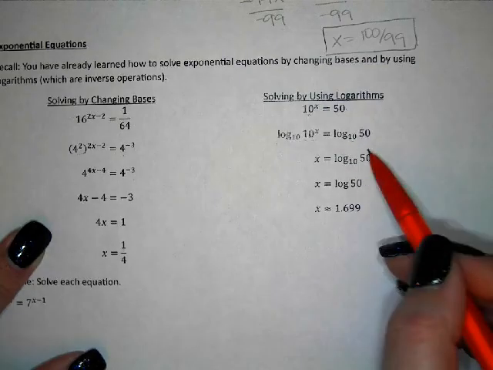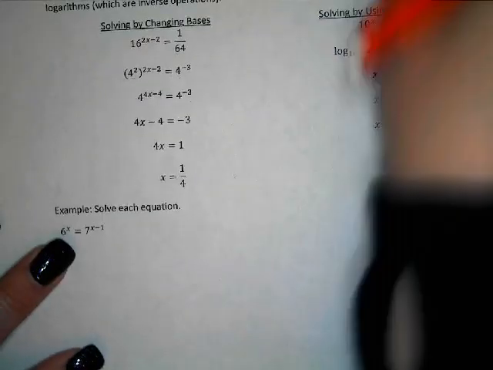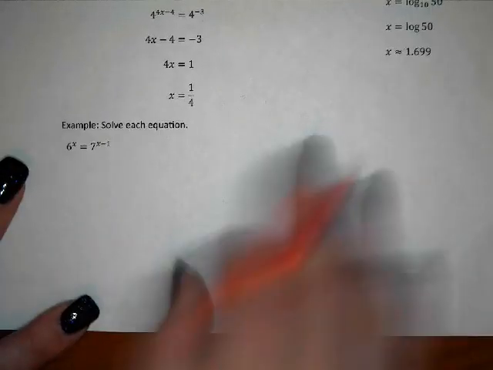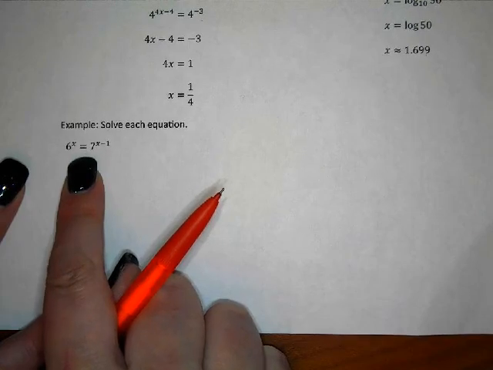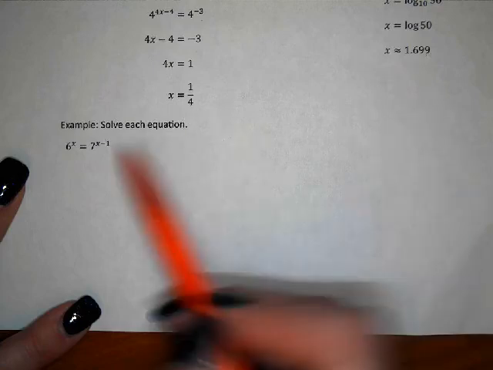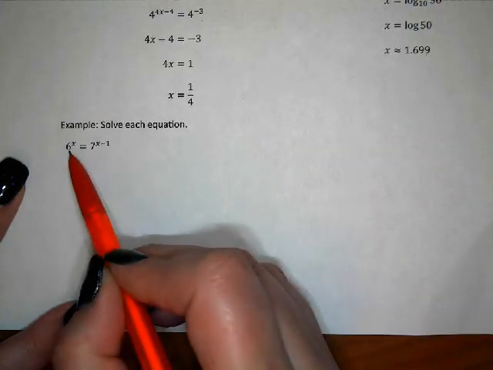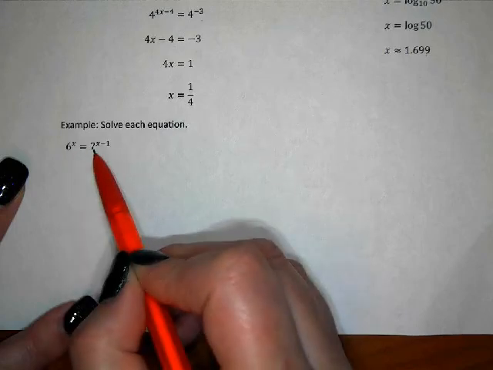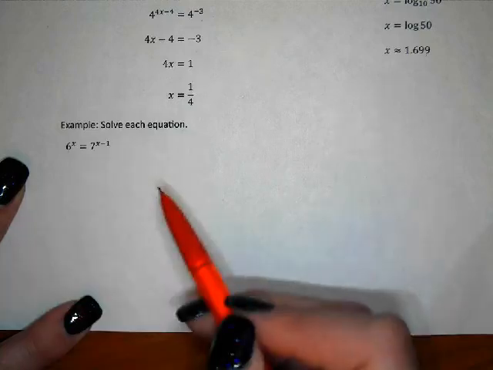But there's a third type of exponential problem, and that's the type that looks like this. So you can't change the bases. 6 and 7 don't have something in common on that chart. But it's also difficult to think about doing an inverse operation because we need to undo a base of 6, but we also need to undo a base of 7. And that is usually a confusing thing for students. So I'm going to walk through how to do a problem like this.